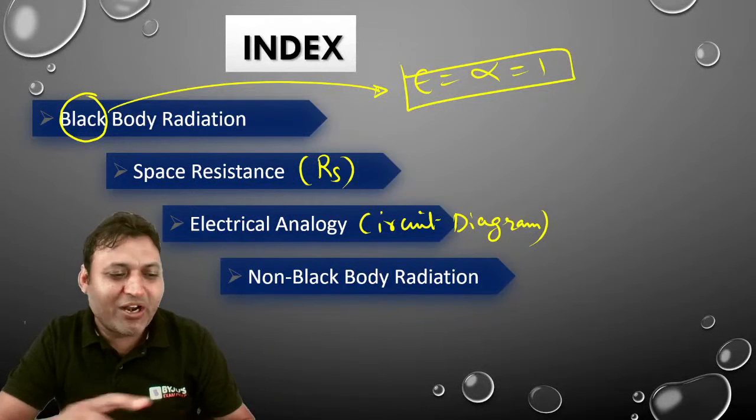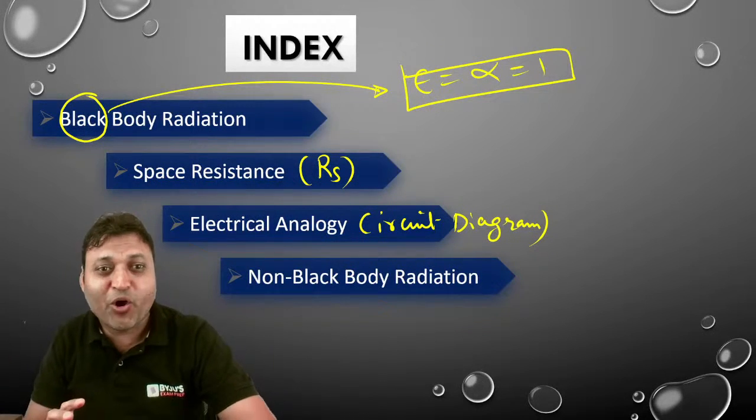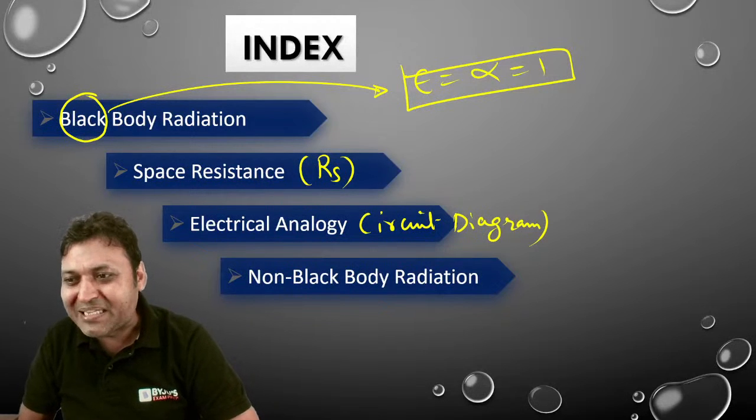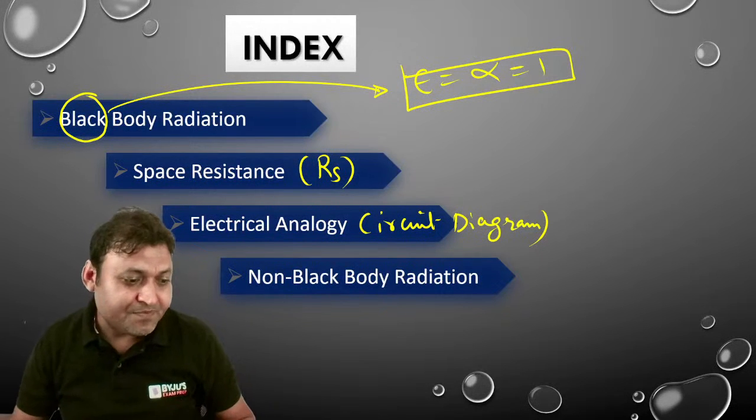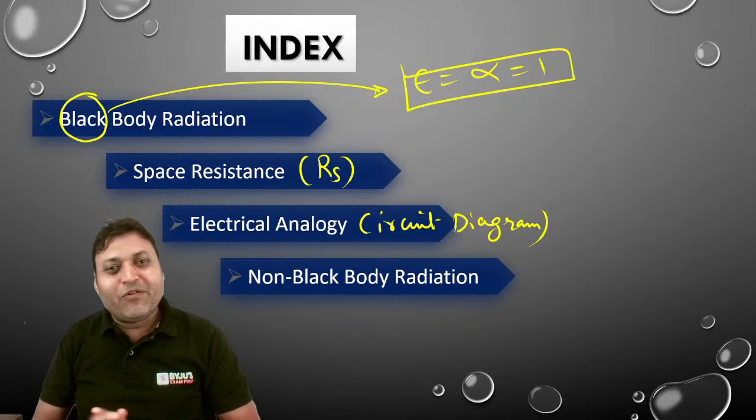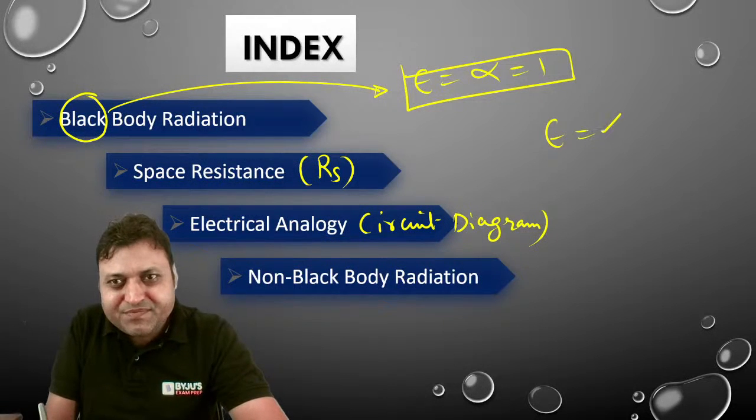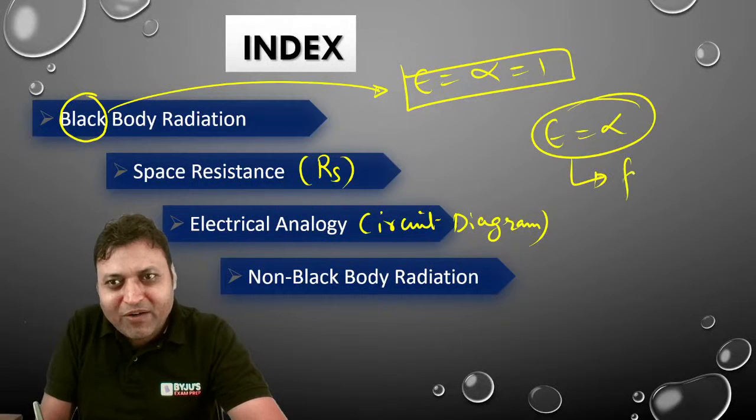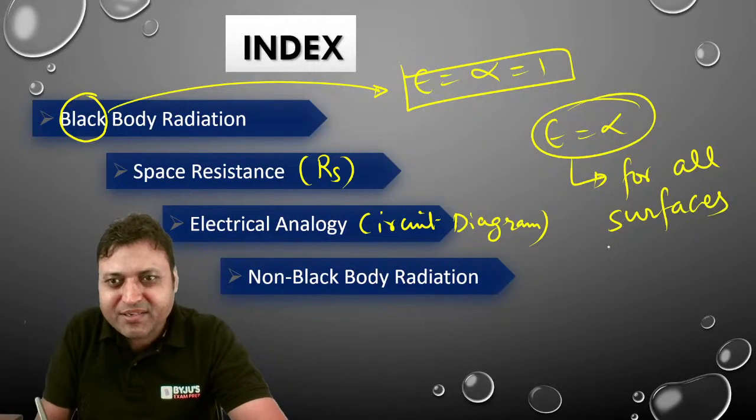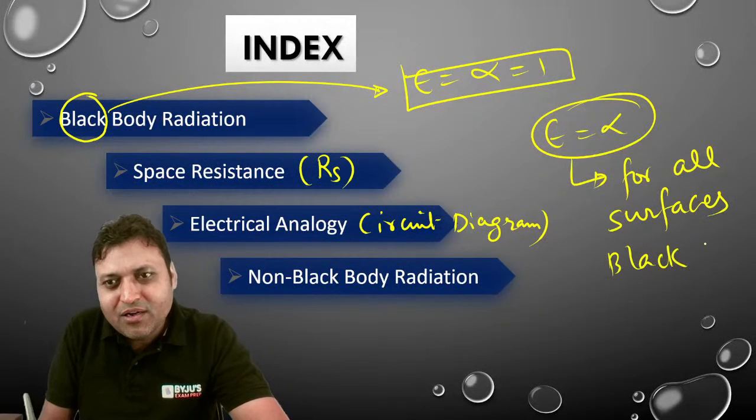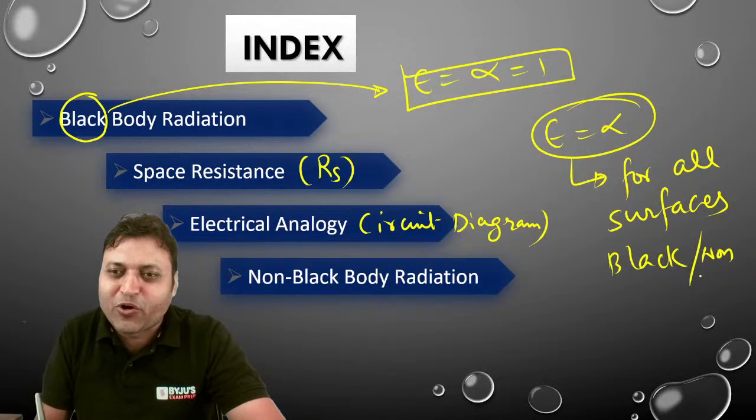That does not make the body a black body. Very, very important point. Deepak committed the mistake. I want everyone to understand this. Epsilon is equal to alpha. They are equal for all surfaces, whether it is black or non-black. That is valid for all types of surface.